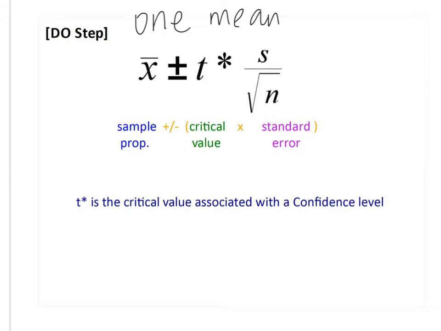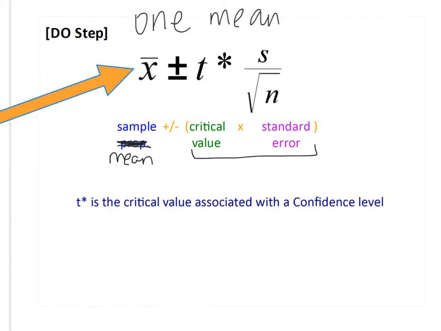So this is for one mean, meaning I'm given one mean in my problem, or one x bar. So make sure you get this formula down, and we're going to break it into pieces. The first piece is this x bar, the sample mean. So x bar is the sample mean, it comes from the problem, plus or minus the critical value times the standard error. Remember, we call this whole piece the margin of error.